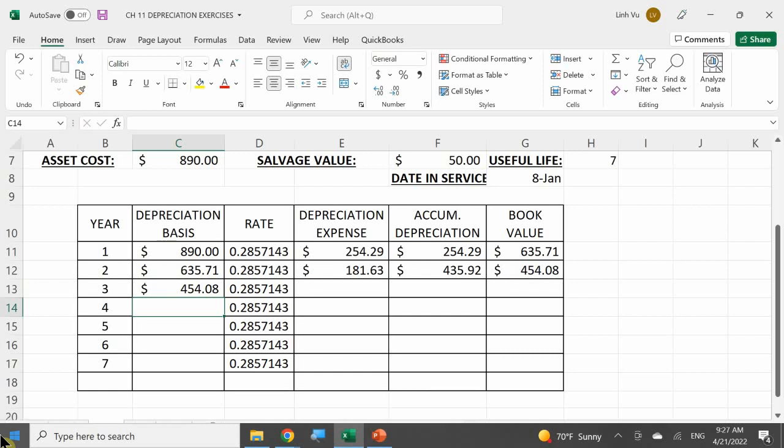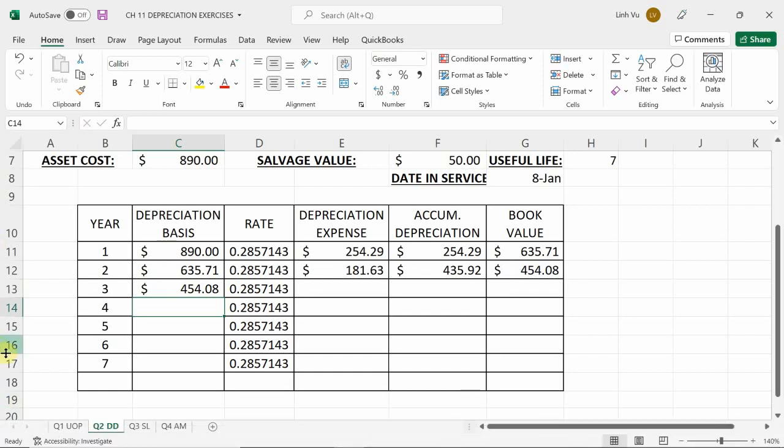So now where we are. We're on the third year depreciation expense. Okay.